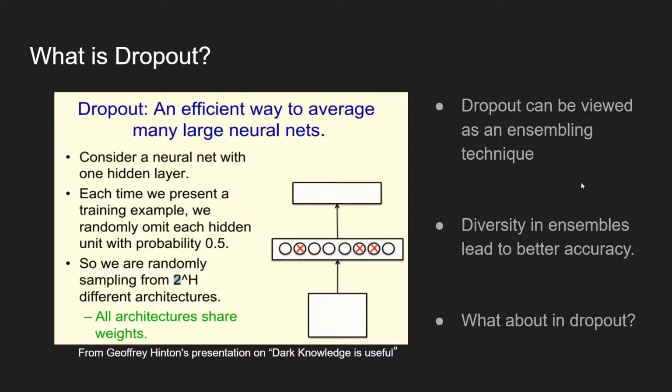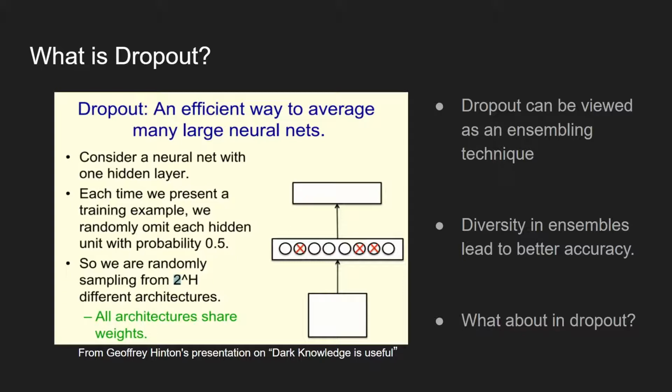So what is dropout? Dropout can be viewed as an ensemble technique. What it is that you randomly blank out different neurons in a neural network during training time. As Geoffrey Hinton says in his presentation on Dark Knowledge, what you're actually doing is that you're randomly sampling from 2 to the h different architectures, where h is the number of hidden units, where all the architectures share some weights.